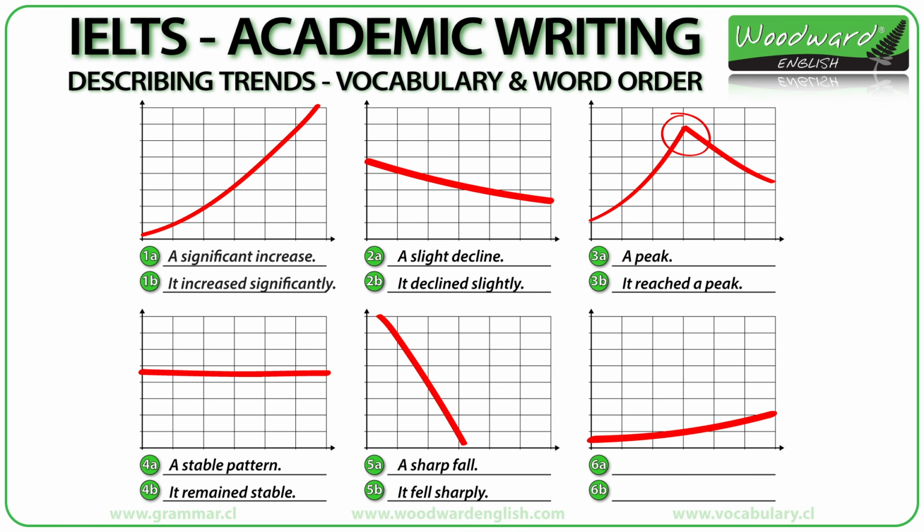The final graph, number 6, what does it show? It shows a gradual rise or a slight rise or a gradual increase. These are all correct. How can we change this to include a verb? It rose gradually. Rose is the irregular past tense of the verb to rise. It rose gradually.